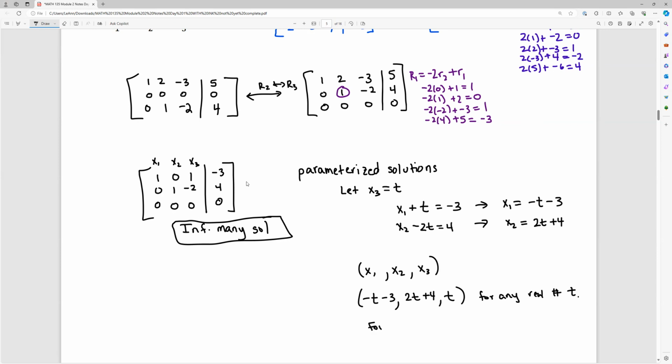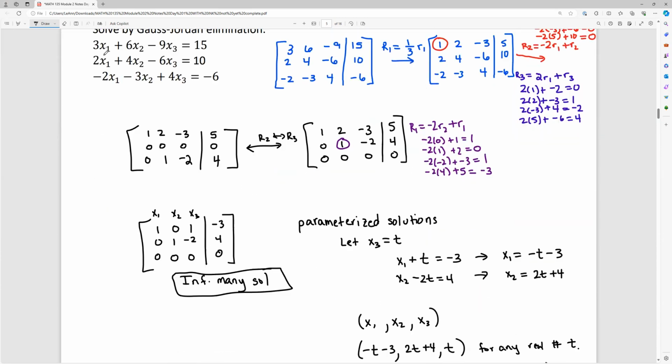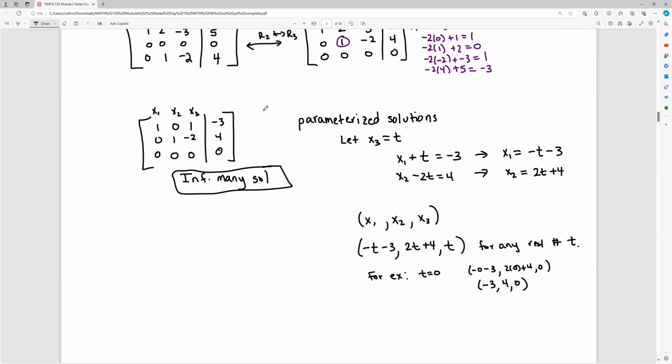So for example, I'll do a couple just so you can see a couple ordered triplets that work for that original system. If we let t equal 0, then we would have -0 minus 3, 2 times 0 plus 4, and 0. That would be the ordered triplet -3, 4, and 0. If you go back to each equation and you plug in -3 for x1, 4 for x2 and 0 for x3, you should equal the correct value on the right side.